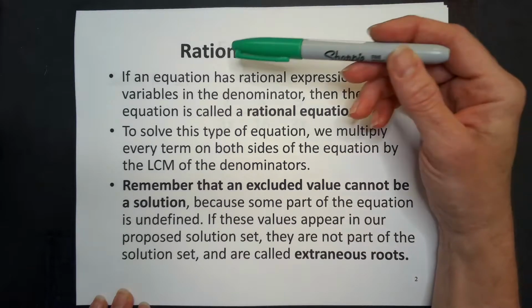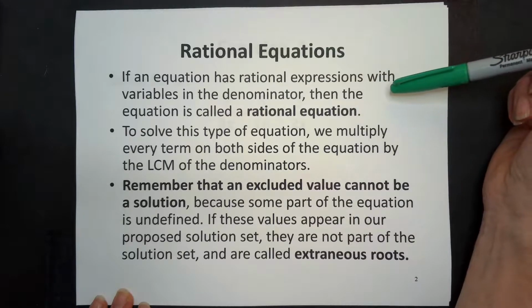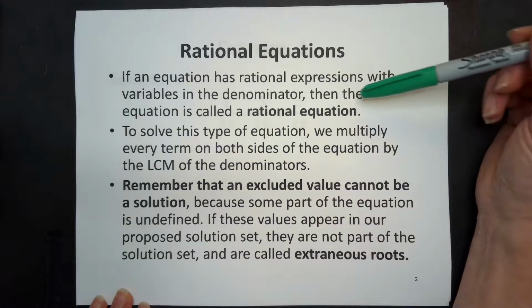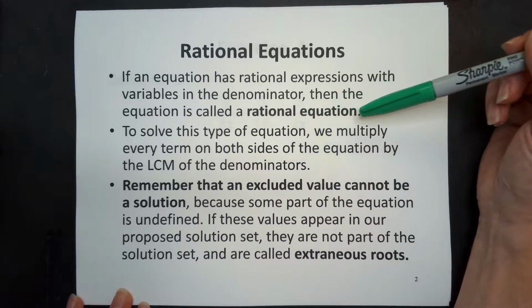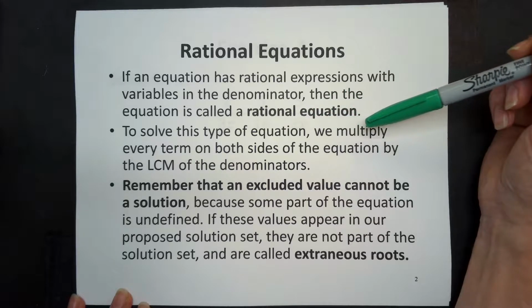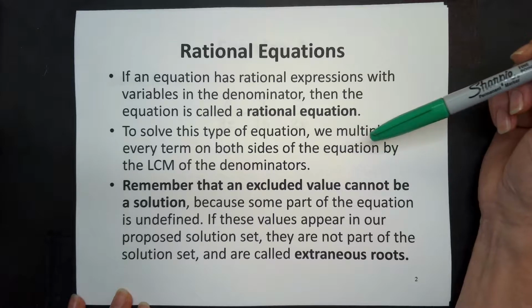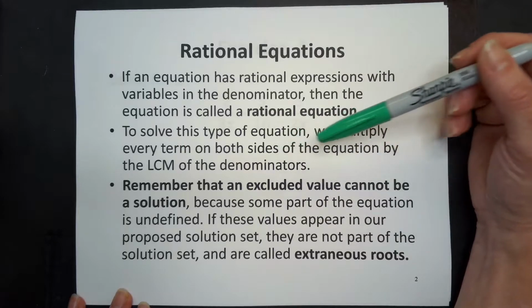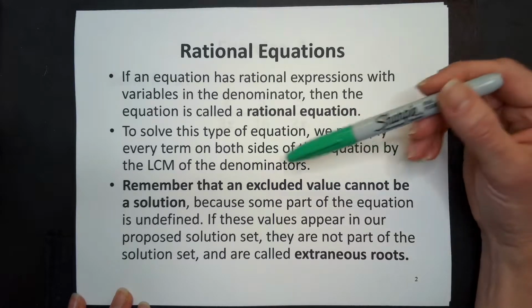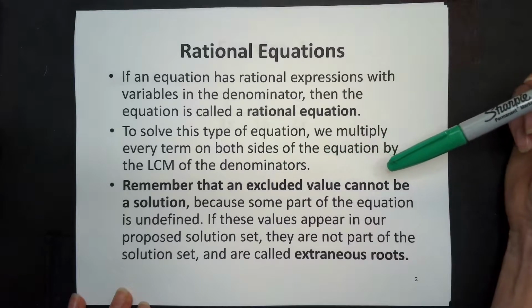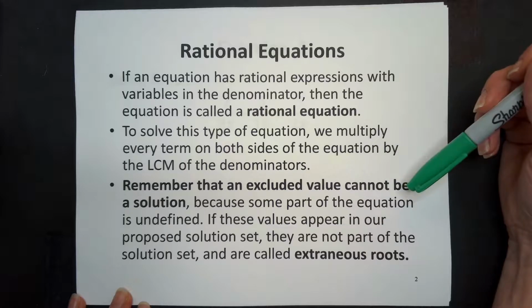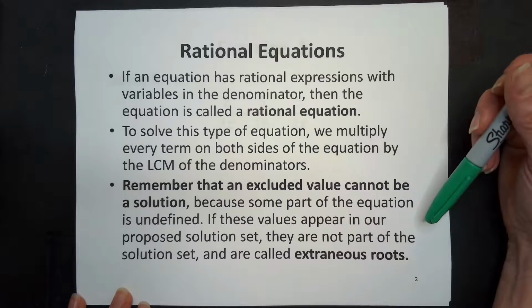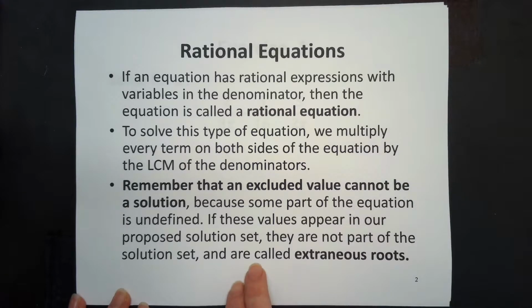Rational equation. If an equation has a rational expression with variables in the denominator, then the equation is called a rational equation. To solve this type of equation, we must multiply every term on both sides of the equation by the least common multiple of the denominators. Remember that an excluded value cannot be a solution because some part of the original equation is undefined. These values appear in our proposed solution set. They are not part of the solution set and are called extraneous roots.